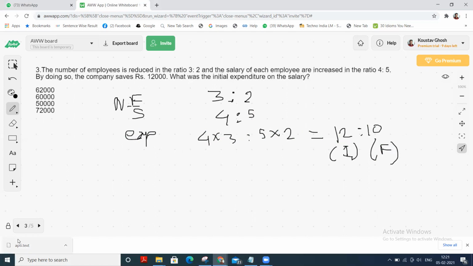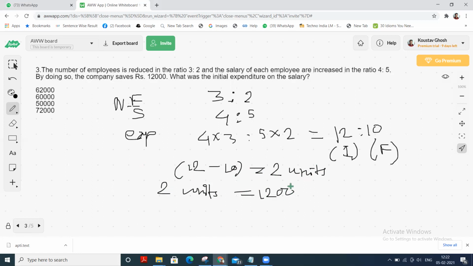Okay. We can say that the total expenditure reduced by 2. Total expenditure reduced by 12 minus 10, which is 2. Okay, 2 units. Now 2 units equals 12,000, as the company saves rupees 12,000. Okay. So 1 unit is 6,000.